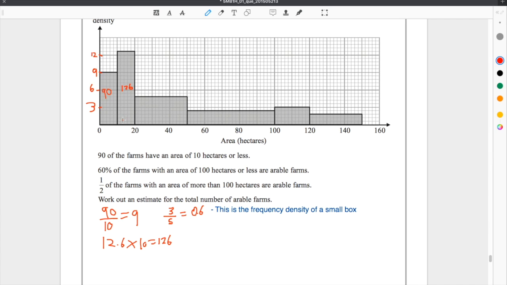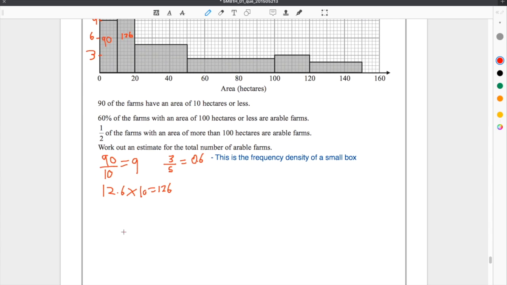Now for this one, the width of the bar is 20 to 50, so it's 30. And the height is 3, 0.6, 4.2, 4.8. Multiply by the width of the bar, which we've just found out is 30. Type that into the calculator. That's 144, okay? And we do that for each bar.